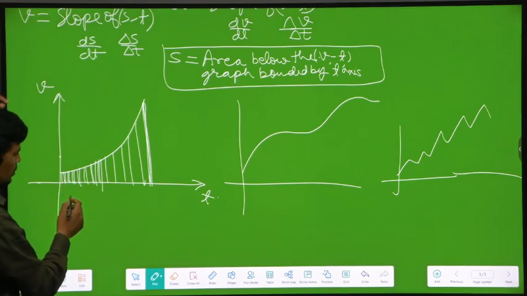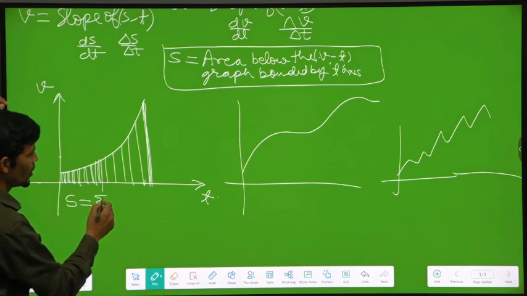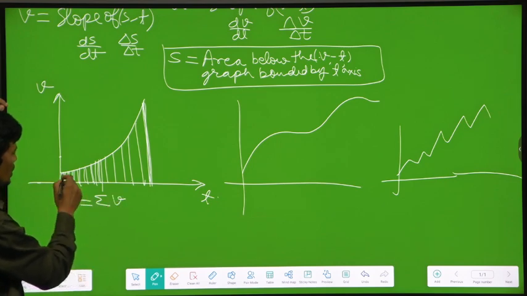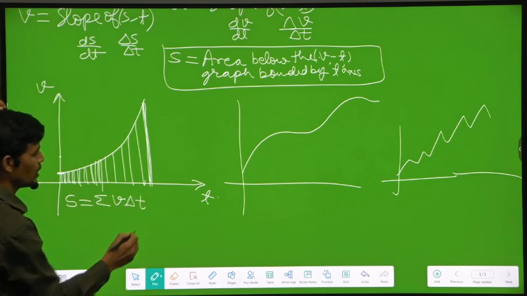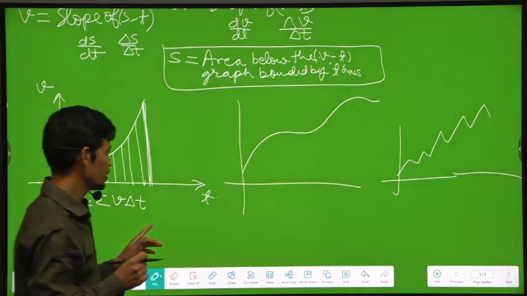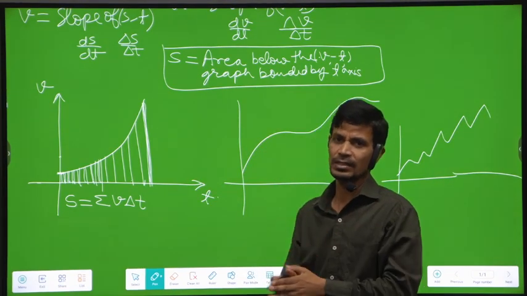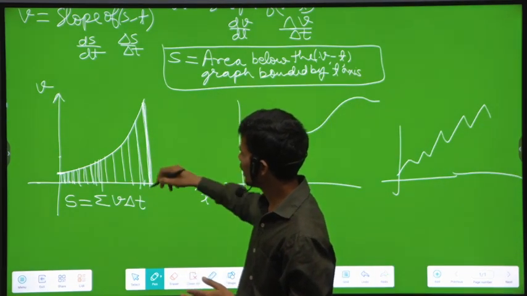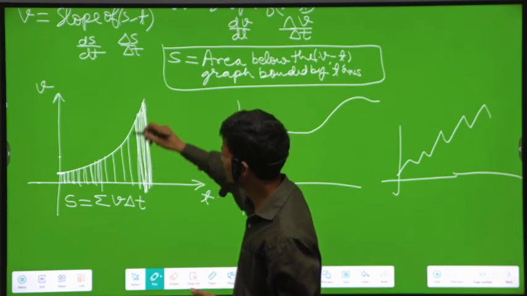So we can say that S is equal to the sum of the areas. And how are we finding the area? At a particular instant it has value V, and its thickness is delta T. So we can find it like this. But to give a more accurate, more precise answer, we have to divide these rectangles into very, very small regions, like this much thin.